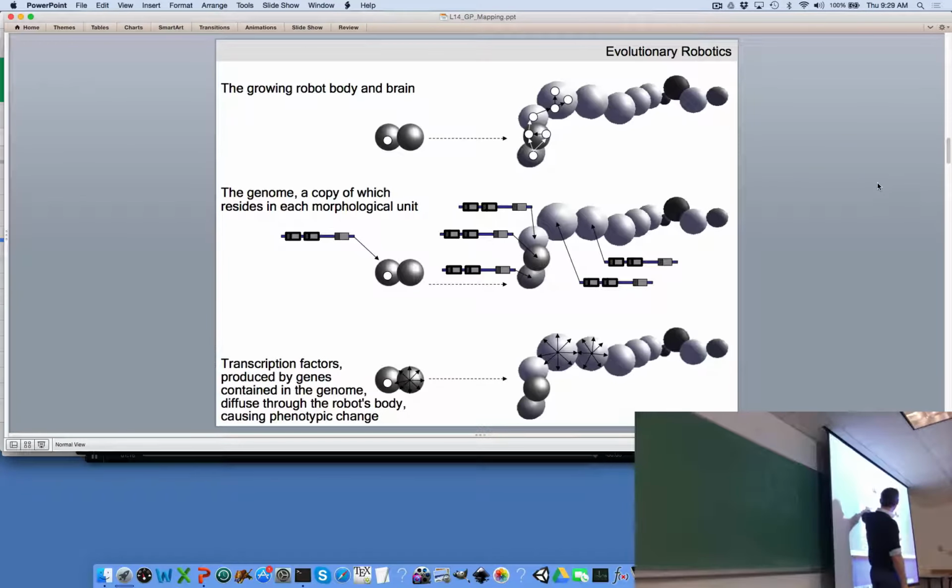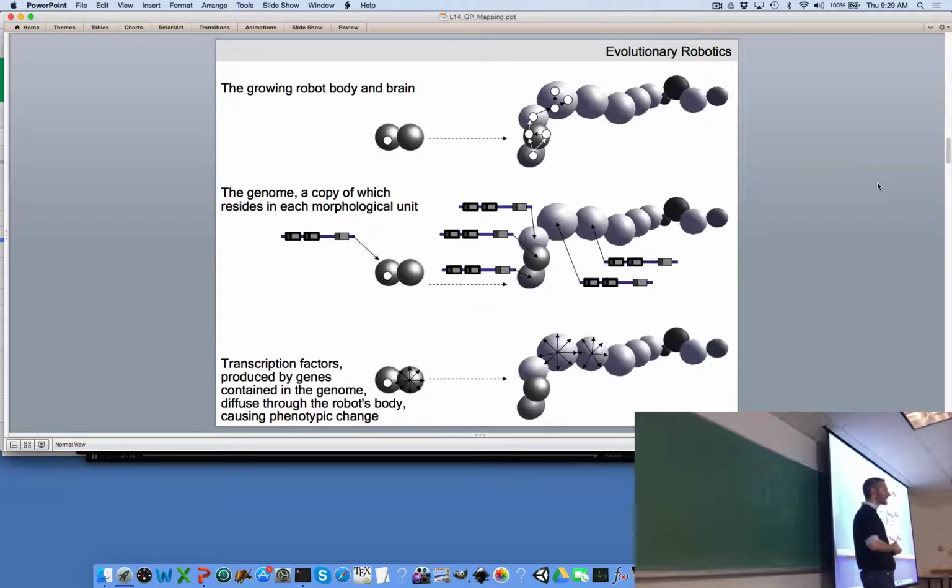The rest are actual genes that do something. What do those genes do? Well, we start by taking the genome itself and embedding it into the single cell. So the moment we're about to grow the robot, we inject the DNA into that cell. And then these genes start producing transcription factors.